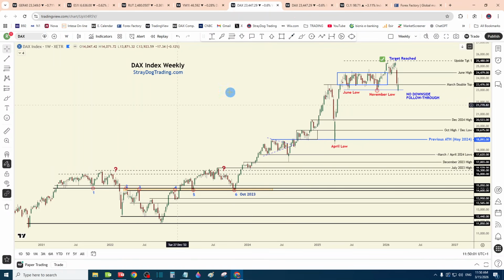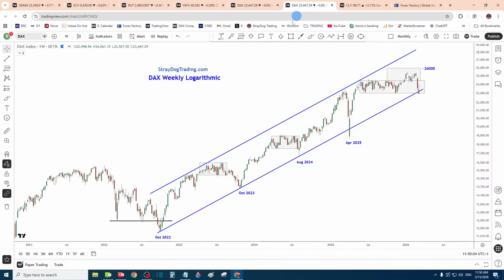So that would be, let's observe, let's stick with the DAX. Here this is also weekly chart, but logarithmic chart. So that would be here this.